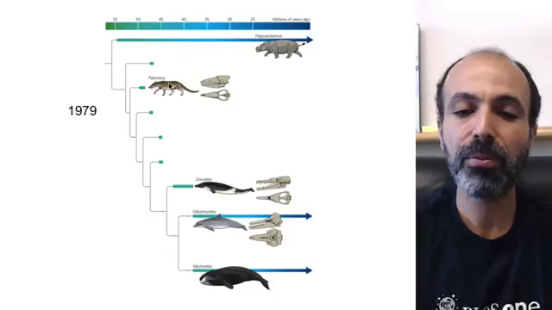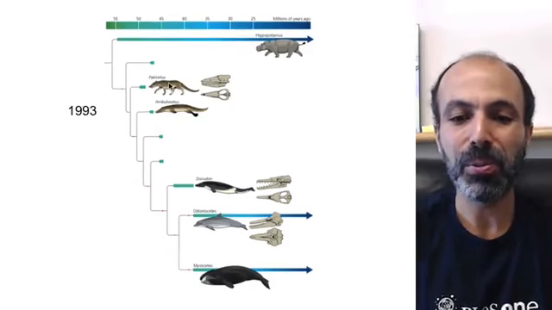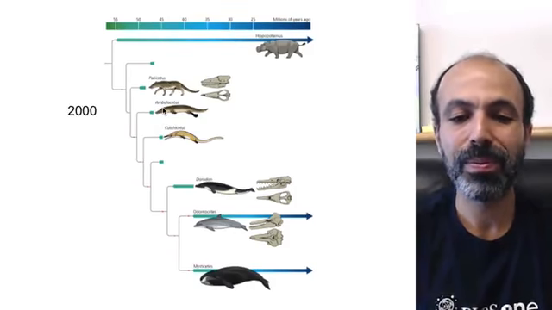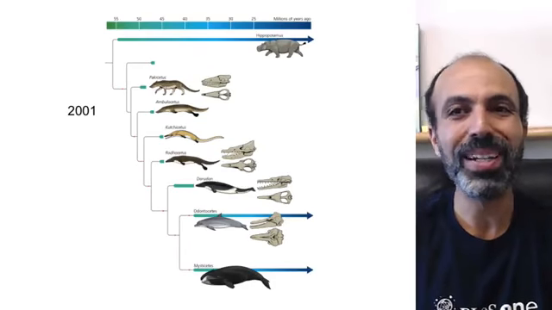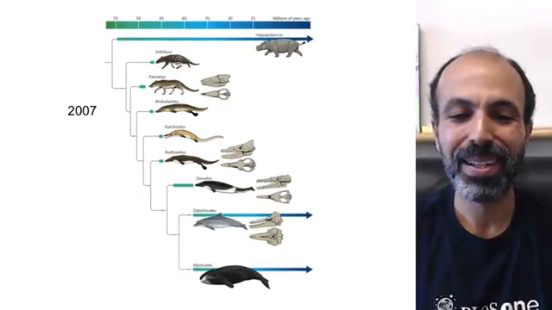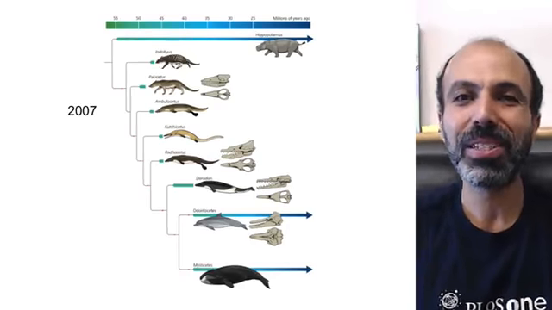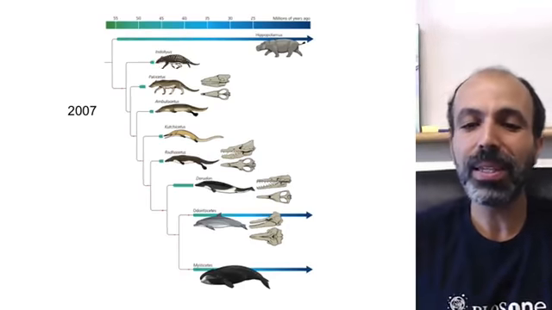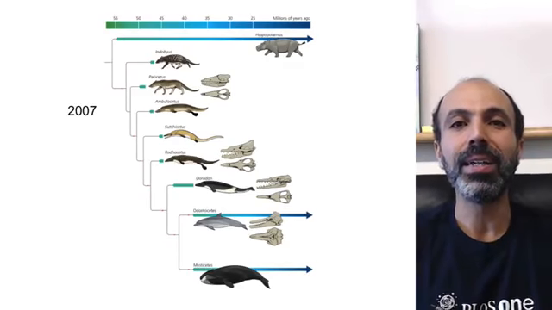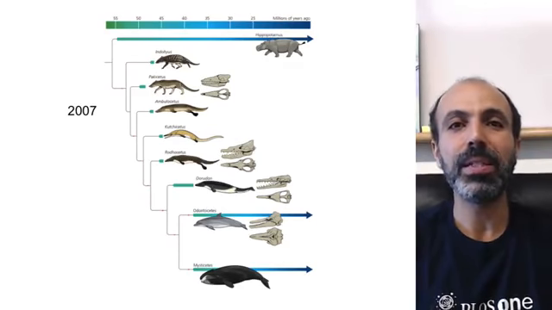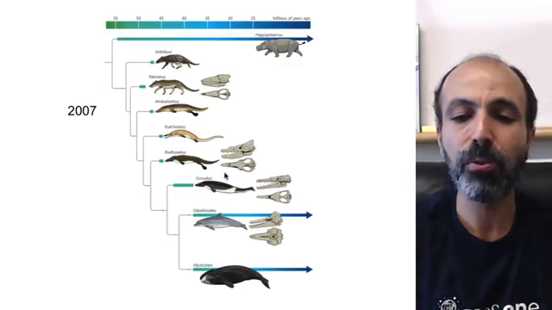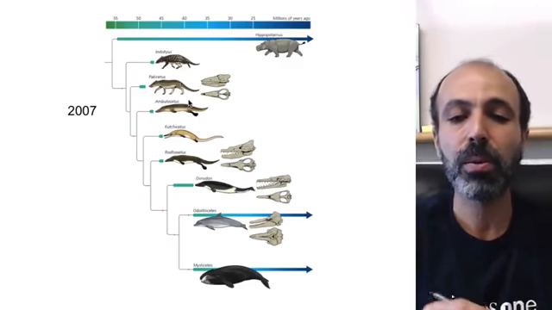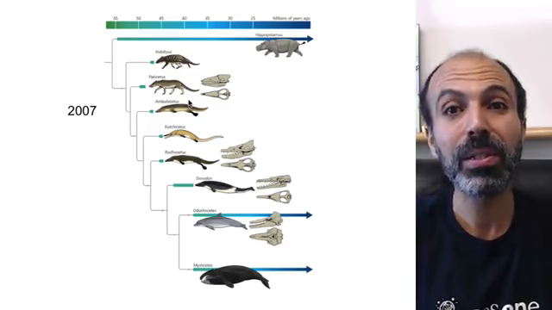1979, we have this form found. 1993, another transitional form. 2000, another transitional form. 2001, another transitional form. 2007, another transitional form. Now, importantly, these actually really fill in a lot of the gaps that we see in the evolution of modern cetaceans. Some of these forms, such as this one right here, were found around 40 million years ago. A lot of these other forms date back to about 50 million years ago.